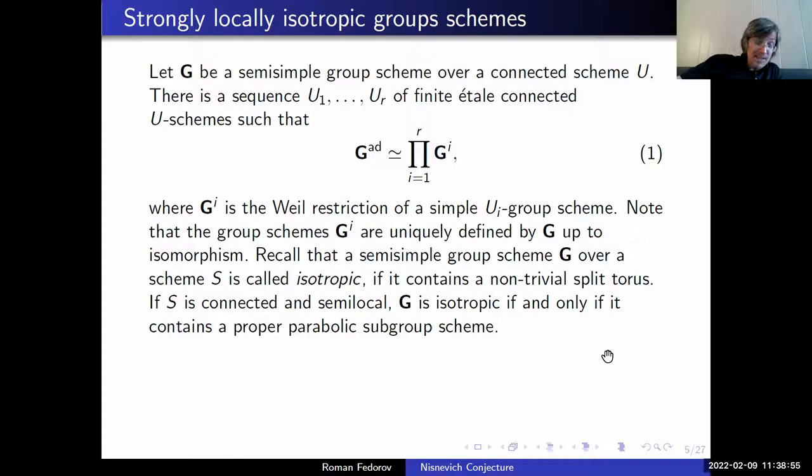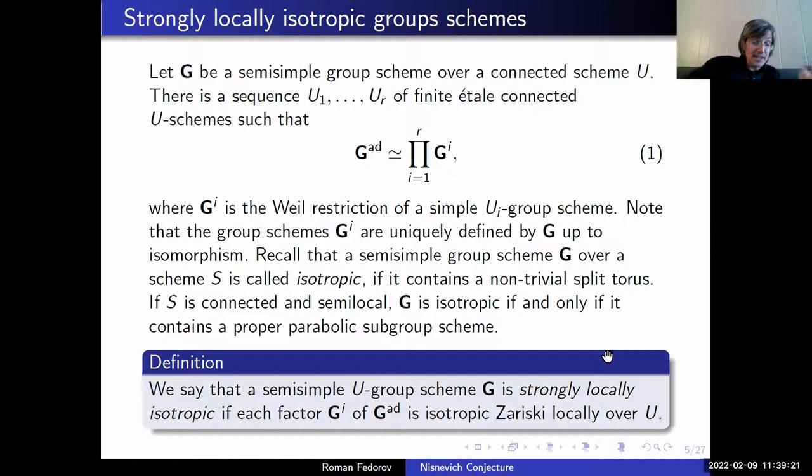torus, essentially contains G_m. If S is connected and semi-local, then it is isotropic if and only if it contains a proper parabolic subgroup scheme. Actually, some people told me that it's true if S is affine, but I don't know of a reference. Anyways, I'm just happy with connected and semi-local S.